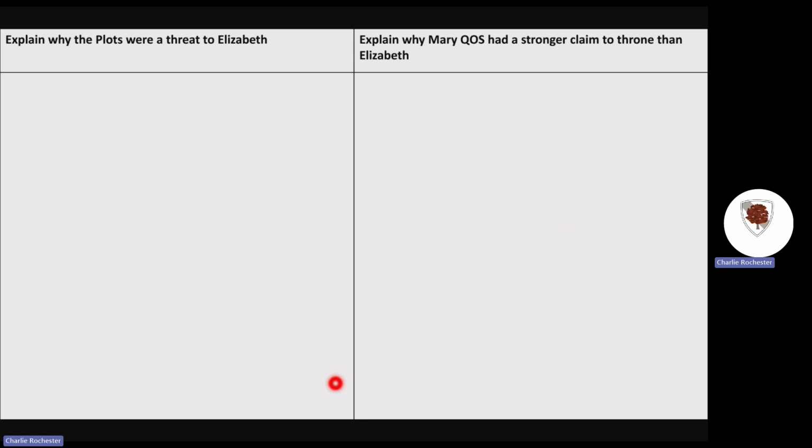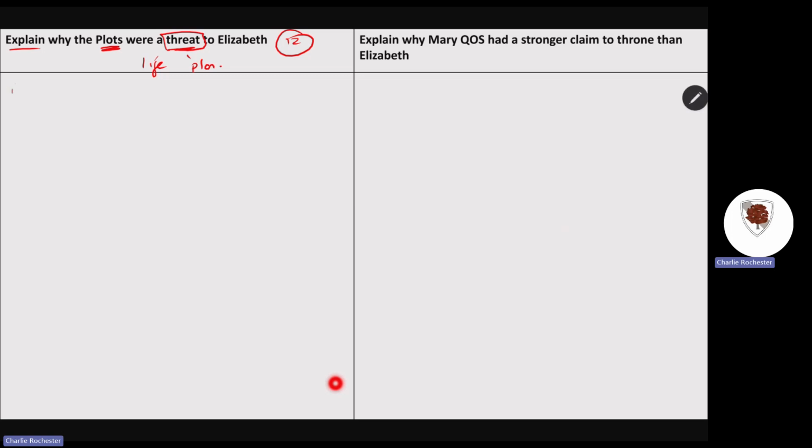Now, these questions would be tricky. However, it's really important that we look at all difficult questions. So if an easy one comes up, then next week will be much easier. So, explain why the plots were a threat to Elizabeth. Now, obviously, we know this is a 12 marker because of the word explain. We need to know when, in terms of a threat, it could mean a threat to her life or a plan to threaten her life. So we're going to consider a few of the plots.